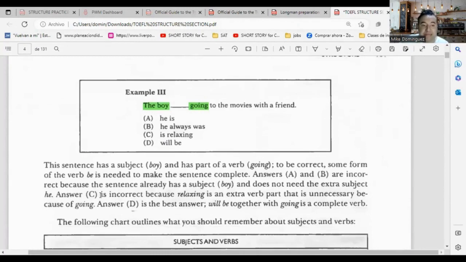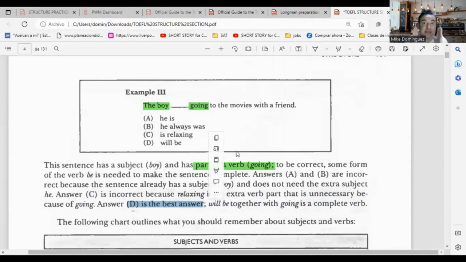Exactly. This sentence has a subject, boy, and part of the verb. Not the verb, part of the verb. To be correct, some form of the verb be is needed to make the sentence complete. Answers A and B are incorrect because the sentence already has a subject, boy, and does not need an extra subject. Answer C is incorrect because relaxing needs an extra verb part that isn't necessary because of going. So the best answer is D. To complement going, you can use be: the boy will be doing.